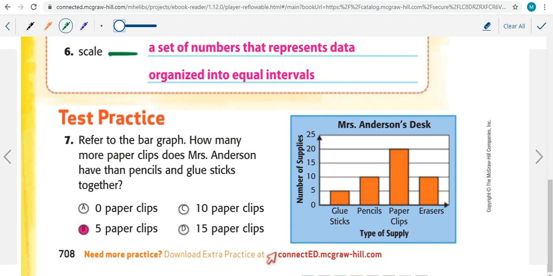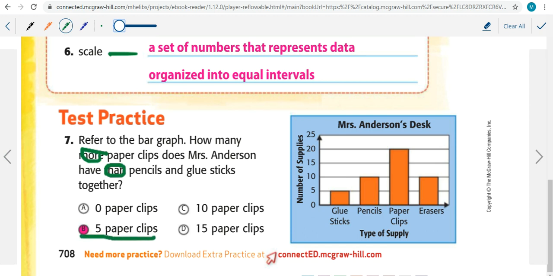Number 7. Refer to the bar graph. How many more paper clips does Mrs. Anderson have than pencils? As you can see, more than, that means that you are going to subtract. The answer for this question is 5.